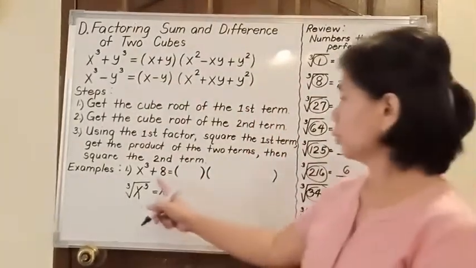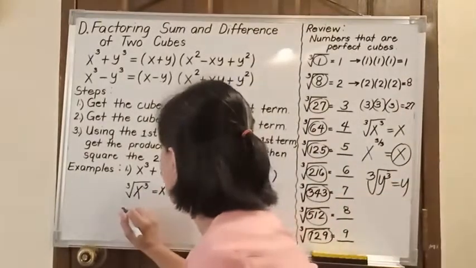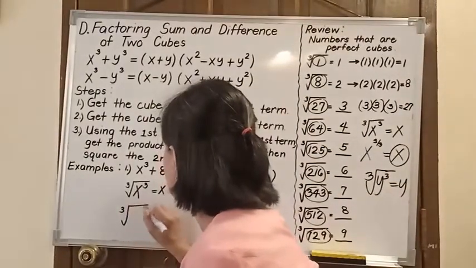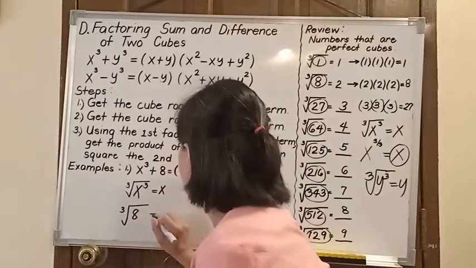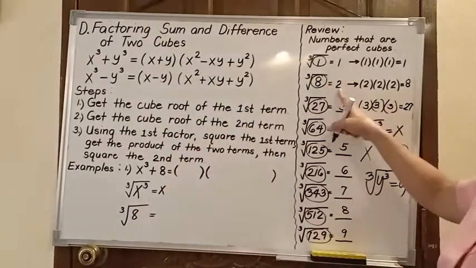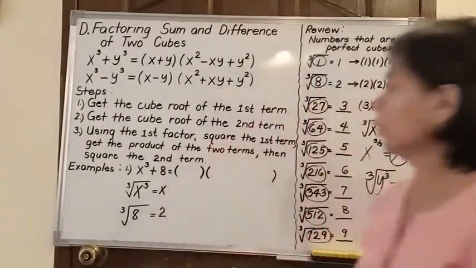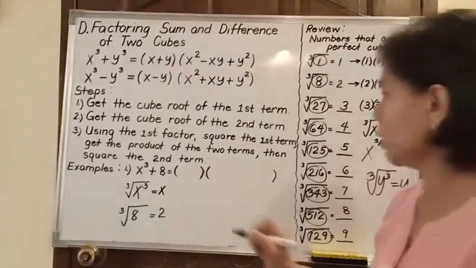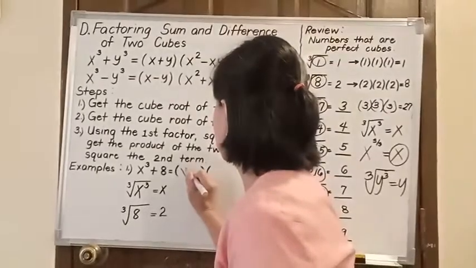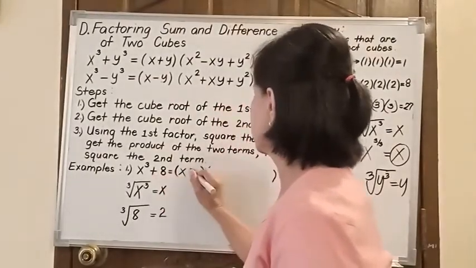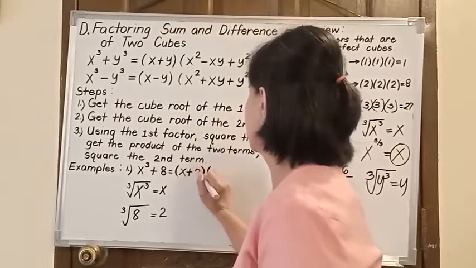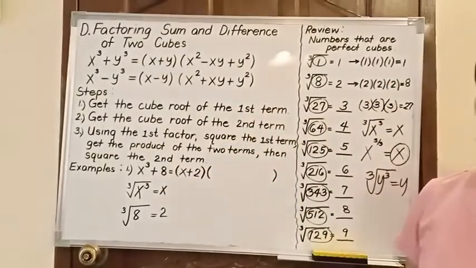How about the cube root of the second term? What is the cube root of 8? 8 is a perfect cube. What is the cube root? The cube root is 2. Our binomial factor should be x plus 2. Okay, next.